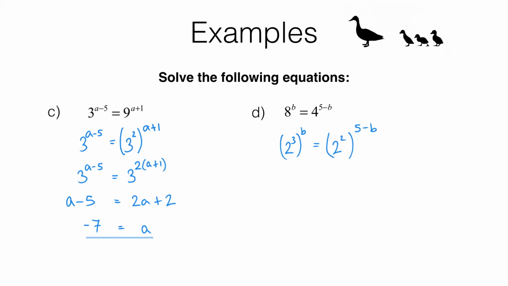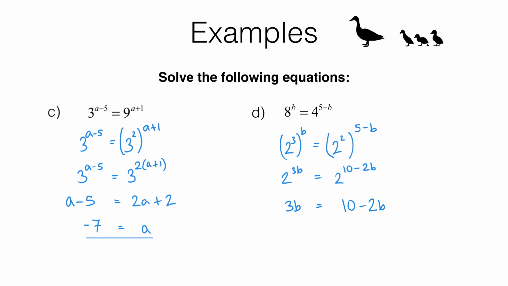Here's what you should have got. On the left-hand side, we have 2 cubed to the power of b, so that's 2 to the power of 3b. And on the right-hand side, we have 2 squared to the power of 5 minus b, which gives us 2 to the power of 10 minus 2b. Now, we've got an equation where we have the same base, and that means the indices must be equal. So 3b equals 10 minus 2b.